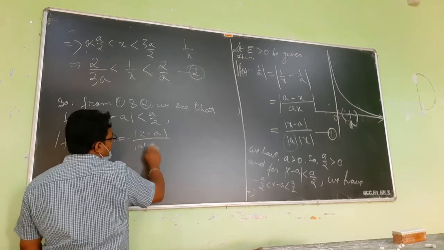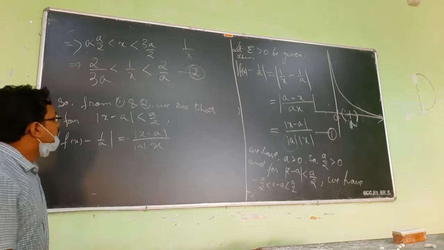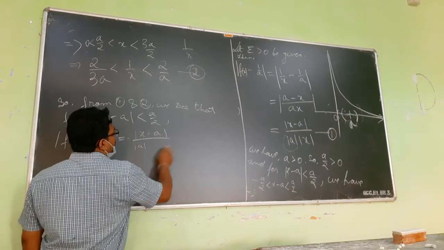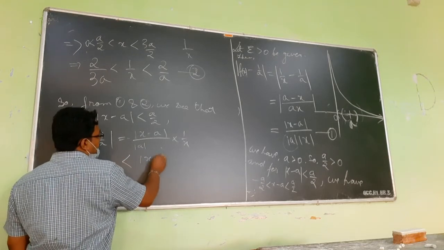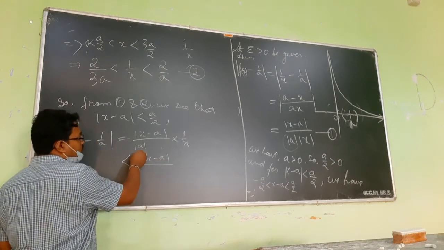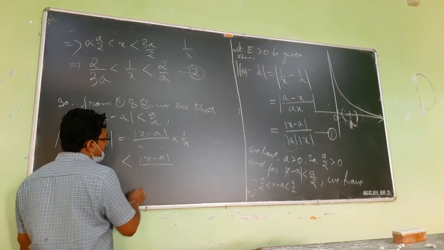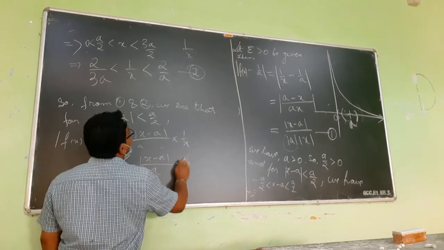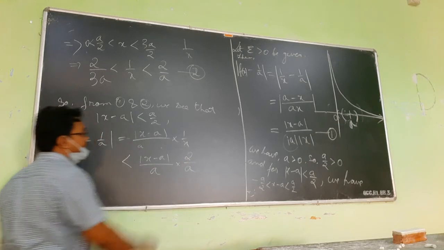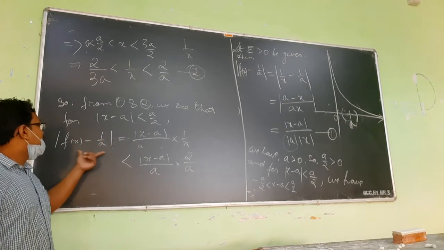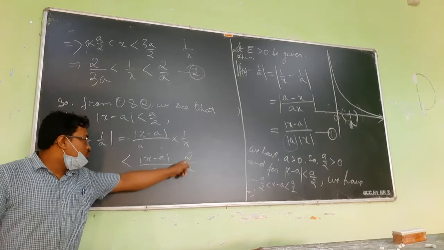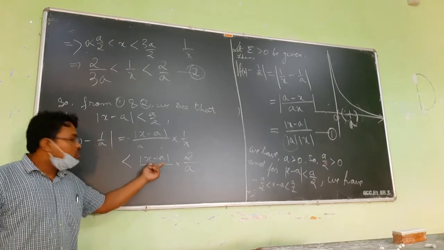So mod x I can write as x only because x is positive. Or I can write 1 by x, this is strictly less than mod of x minus a divided by mod a. A is also positive, so I can write it only a, into 2 by a. So inside this neighborhood, this difference is strictly less than 2 by a square multiplied with mod of x minus a.